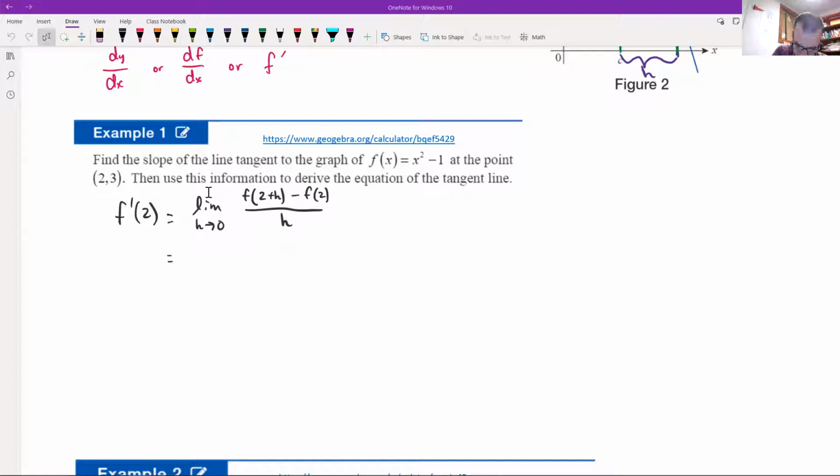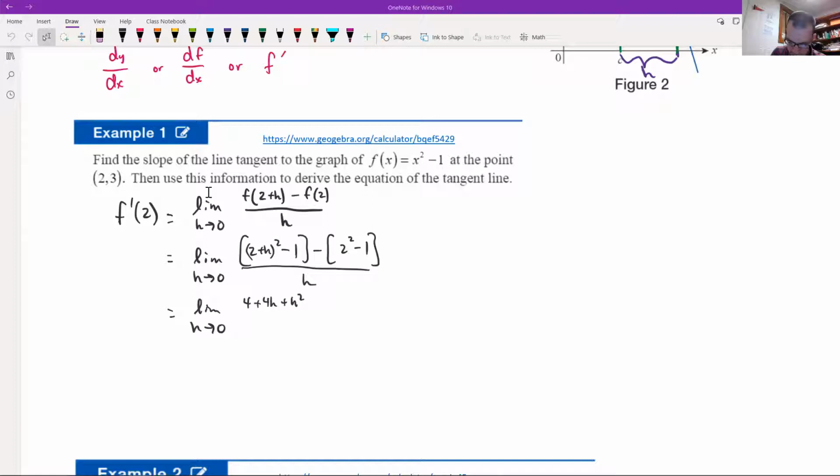We would plug those things into f. So 2 plus h into f. That's kind of our first thing. And then we're subtracting off what happens when we plug 2 in for f. Still h on the bottom. Okay, let's multiply this first part out so that we get 4 plus 4h plus h squared minus 1. And now we've got 4 minus 1, so that's just going to be minus 3 over here in h.